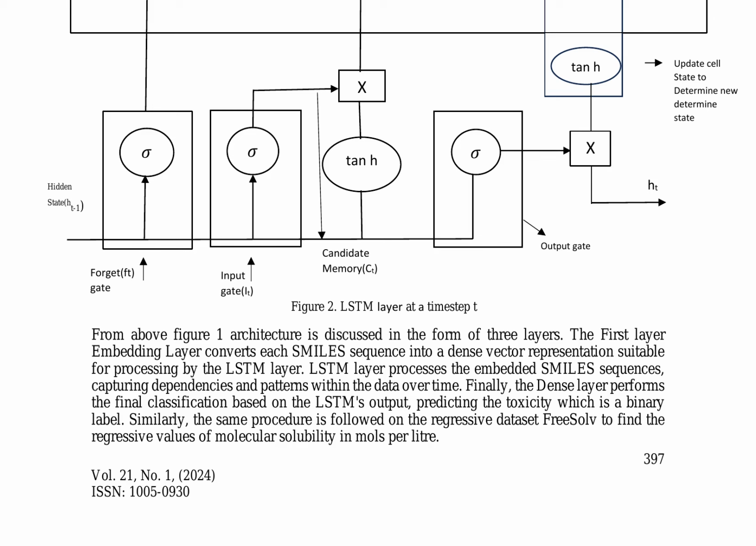The architecture is applied to 2 datasets: the toxicity dataset, where the model predicts the toxicity of a molecule, and the FreeSolv dataset, where the model predicts the regression values of molecular solubility in moles per liter. The same procedure is followed for both datasets, with the LSTM layer capturing dependencies and patterns within the data over time, and the final dense layer performing the final classification. The dropout layer is also introduced, which randomly sets a fraction of the output units of the LSTM layer to 0 during training, preventing overfitting. The output layer uses a sigmoid activation function to produce the final classification output.